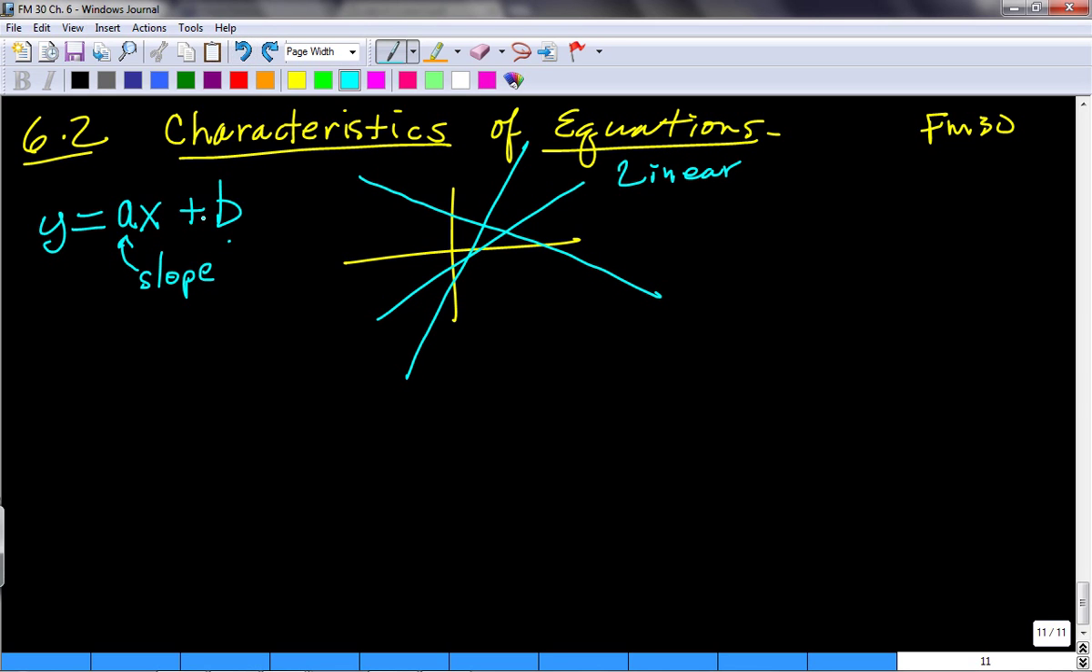Okay? What's b? Anybody remember what b is? b is this, right? Yeah, y-intercept. So here is the value for b, for this line right here. This would be the value of b for this line right here. So it's literally the y-intercept.